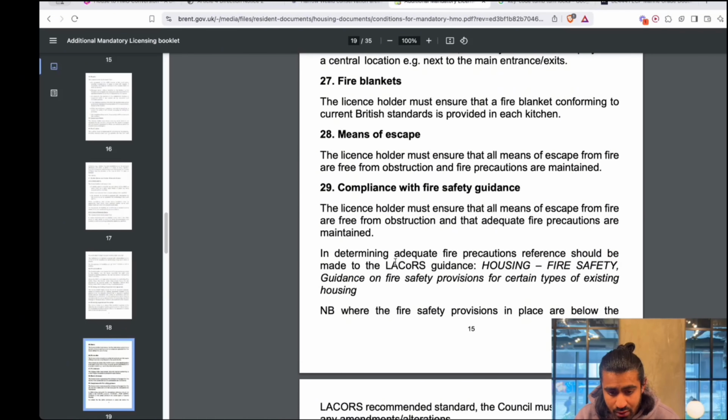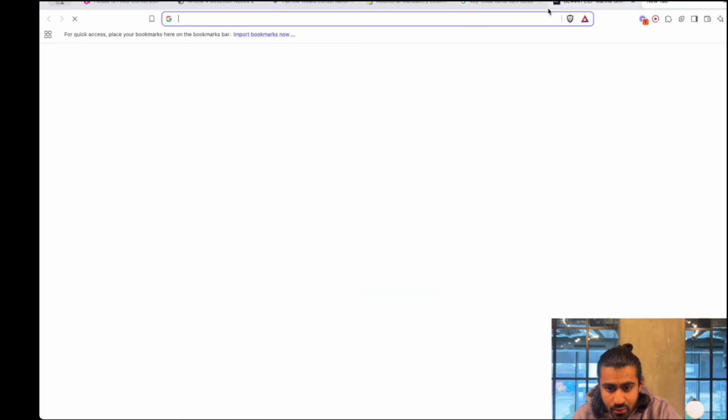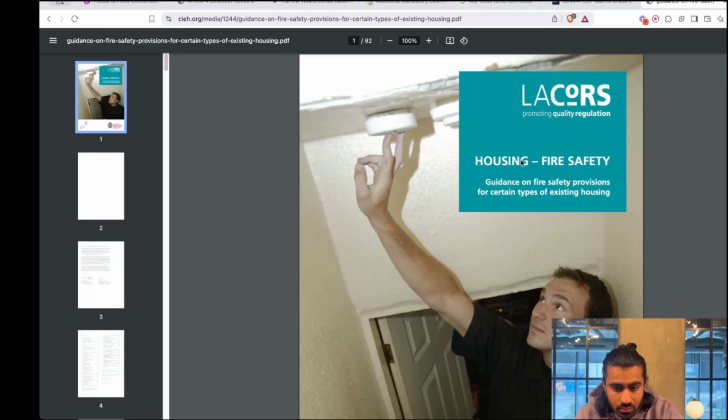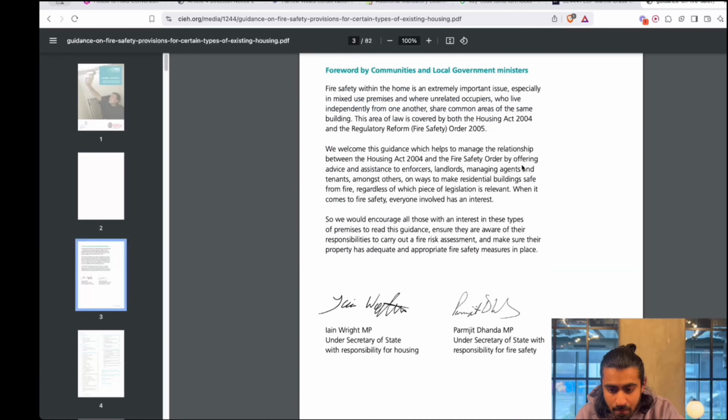there will be a lot of information about fire safety in this document itself. However, if you look at it, it says here, in determining adequate fire precautions, reference should be made to the LACORS guidance on housing fire safety. So this guide basically gives you everything you need to know about what fire safety requirements you require. And you can literally download it online. Boom, it's here. It's like an 80-page document.